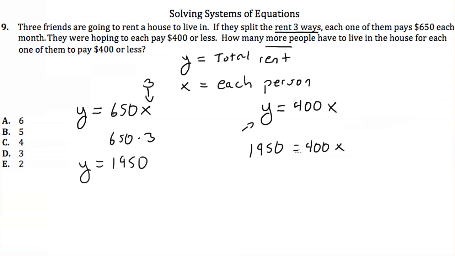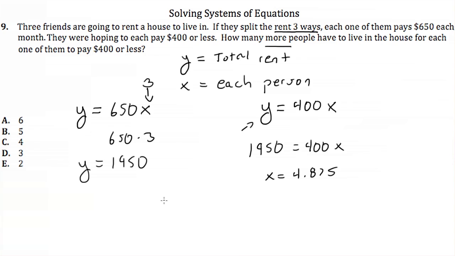Divide both sides by 400, and x is equal to 4.875, or 4 7/8. So we found out that the friends are going to need 4 7/8 people to live in their home for their rent to be $400 or less. Except you can't have 7/8 of a person, so actually they're going to need 5 people to live in their home for their rent to each be $400 or less.